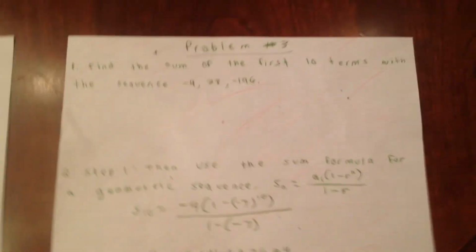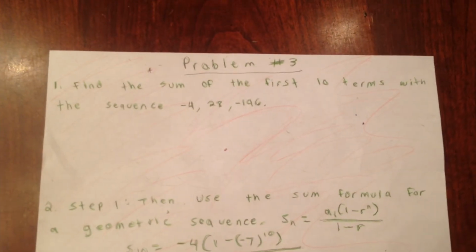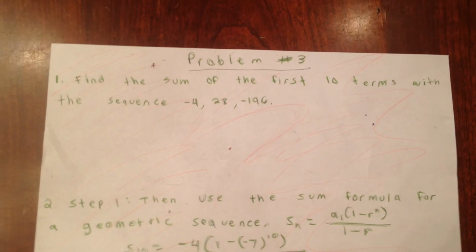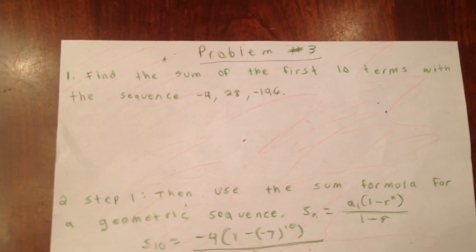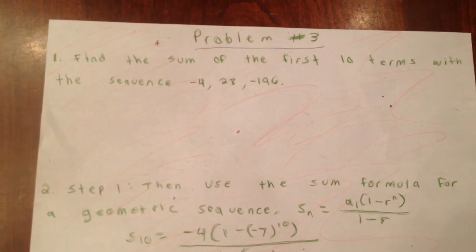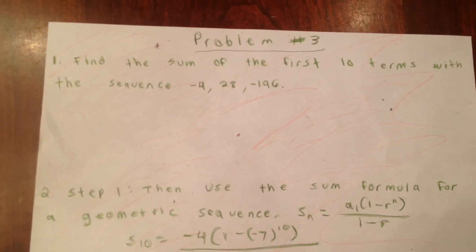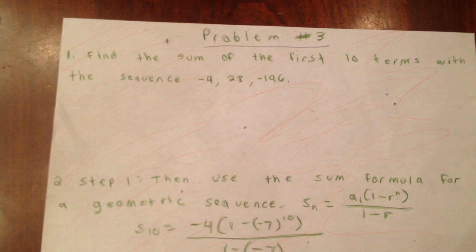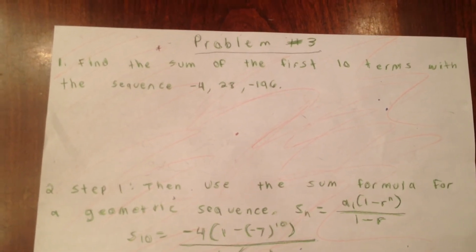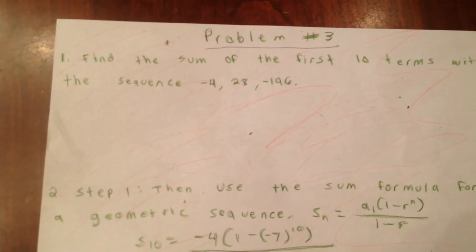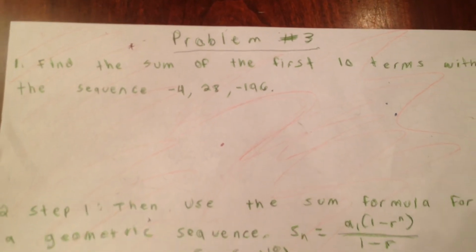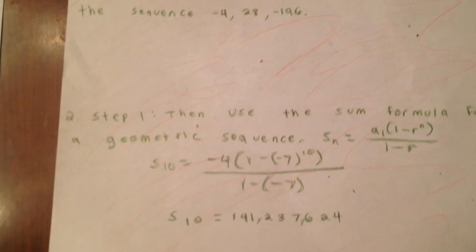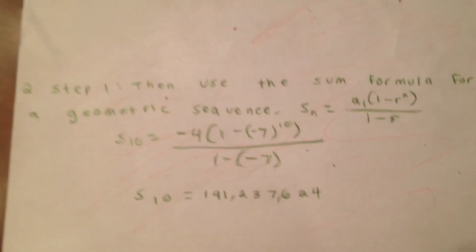And the third type of problem says find the sum of the first 10 terms of the sequence, and it gives you -4, 28, and -196. So for these problems, you want to first identify whether it's arithmetic or geometric and how much of a change it is. So what's the r in this problem? And you can tell it's geometric just by looking at it. It's multiplying by -7 each time. So then you're just going to go right to your sum formula here at the bottom.